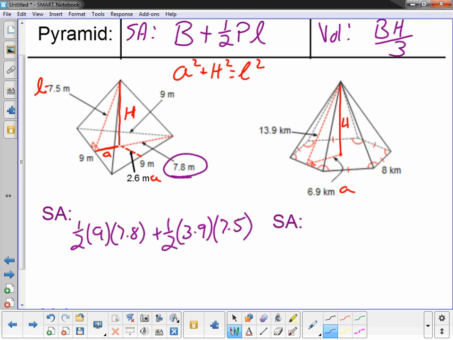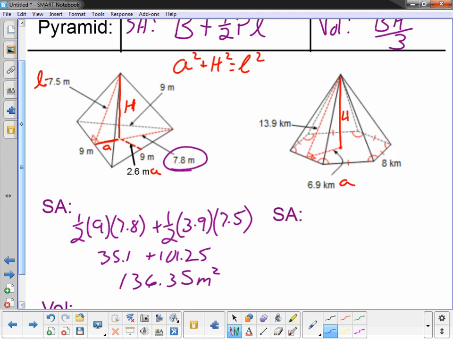Now if I run those through my calculator, 9 times 7.8 divided by 2 is 35.1, and 0.5 times 27 times 7.5 gives 101.25. If I add those two numbers together, we get 136.35 square meters. Now, let's find the volume of this first pyramid.